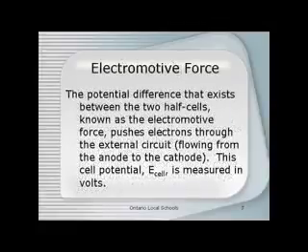The beginning part of this podcast is going to be very heavy with terms that we haven't used before. So the next one has to do with electromotive force. The potential difference that exists between the two half cells, known as the electromotive force, pushes electrons through the external circuit, flowing from the anode to the cathode. This cell potential, E sub cell, is measured in volts. So when you hear of something like an outlet, typically in America is 110 or 120 volts, it's a measure of the potential difference that exists in that outlet, and that is a measure of electromotive force.